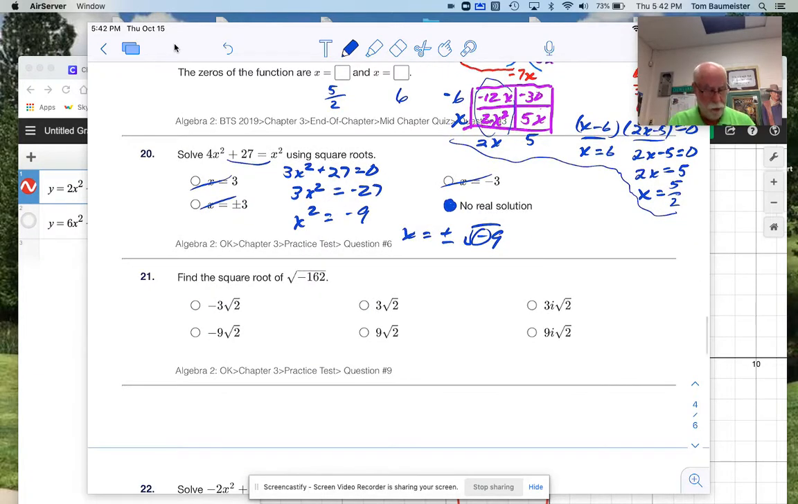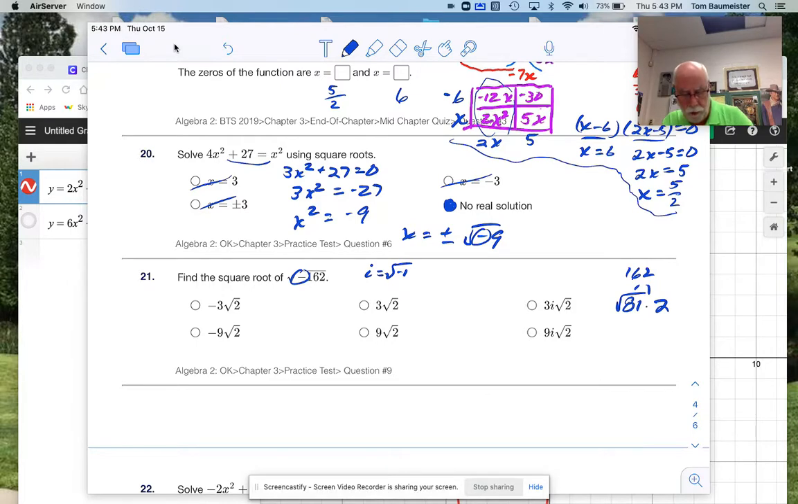All right, find the square root of negative 162. So again, I see that there. I know I'm going to have an i. Remember, i is equal to the square root of negative 1, so we can pull that out. So now what I have left is 162. So 162, let's see, what are factors of 162? Well, that'd be 81 and 2.